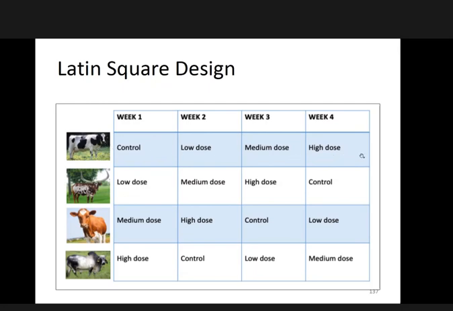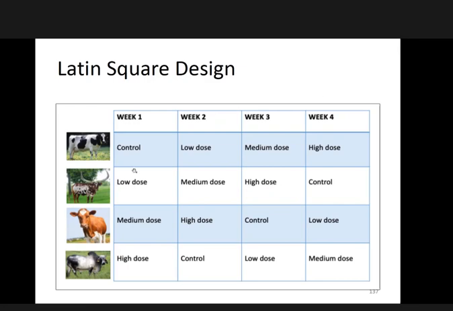So if you look at the rows alone, this is row number 1, you have a randomized complete block. You go to row number 2, you have a complete block. You go to row number 3, you have a complete block. You go to row number 4, you have a complete block. And then if you look at the weeks also, column 1, you have a complete block because all the treatments are there. Column 2, you also have a complete block. Column 3, you have a complete block. And column 4, you have a complete block. Okay?